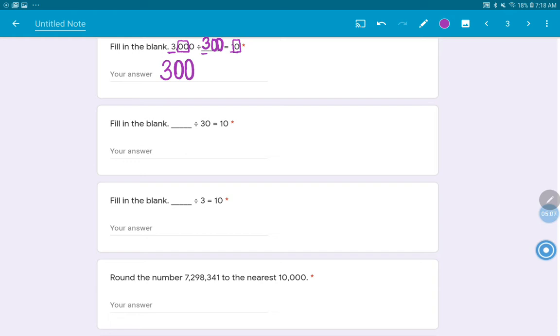The next one, I'm looking for a number divided by 30 equals 10. So I'm going to do the same thing right now. I'm ignoring my zeros. I need to know what divided by 3 equals 1. And once again, that's going to be 3. Now, I've got 1 0 in my quotient and 1 0 in the number that I'm dividing by. So I know that I'm going to need 2 zeros. 300 divided by 30 equals 10. My answer is 300.